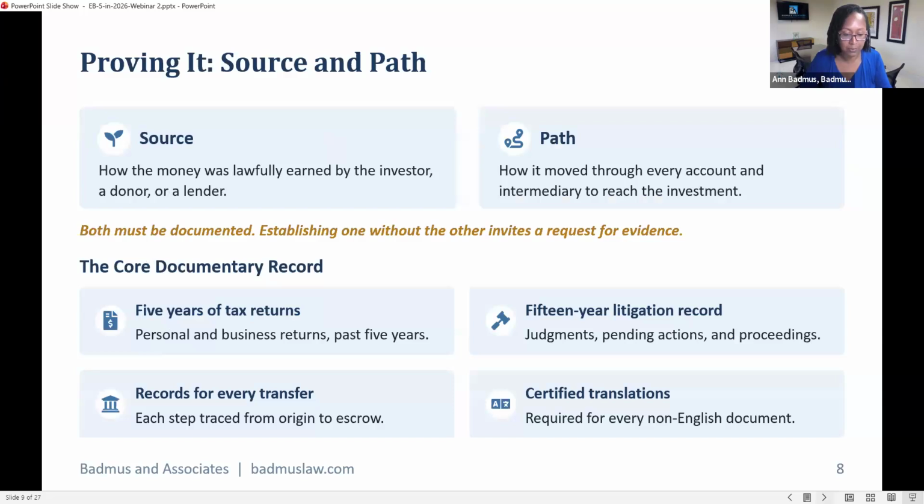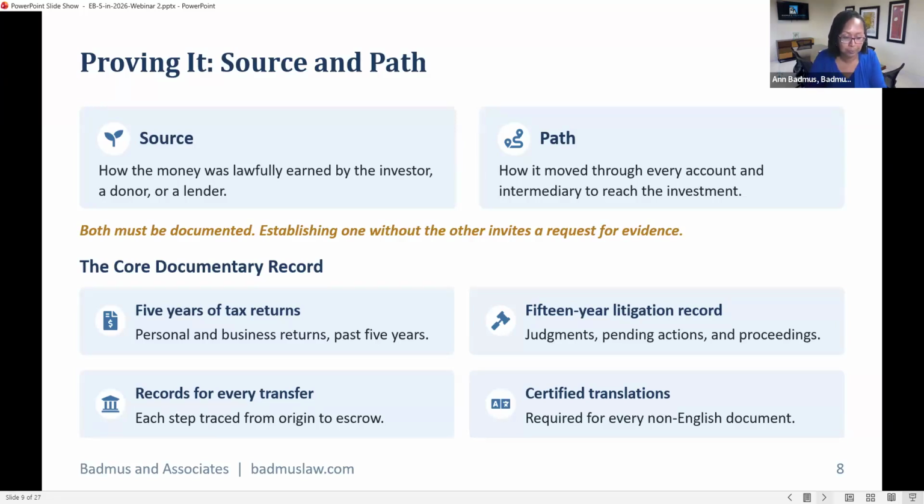So, proving the source of funds. If you take one concept from this section, make it this one: USCIS is asking two separate questions and you have to answer both. Source is how the money was lawfully earned, whether by you, by a gift donor, or by a lender. The path is how that money moved through every account. For example, if it was a gift, what account did it come from, from the donor, and how was it received by you into your own account? You have to provide the bank records to show exactly how the money came to you. So it's very important that you understand that. Both must be documented.